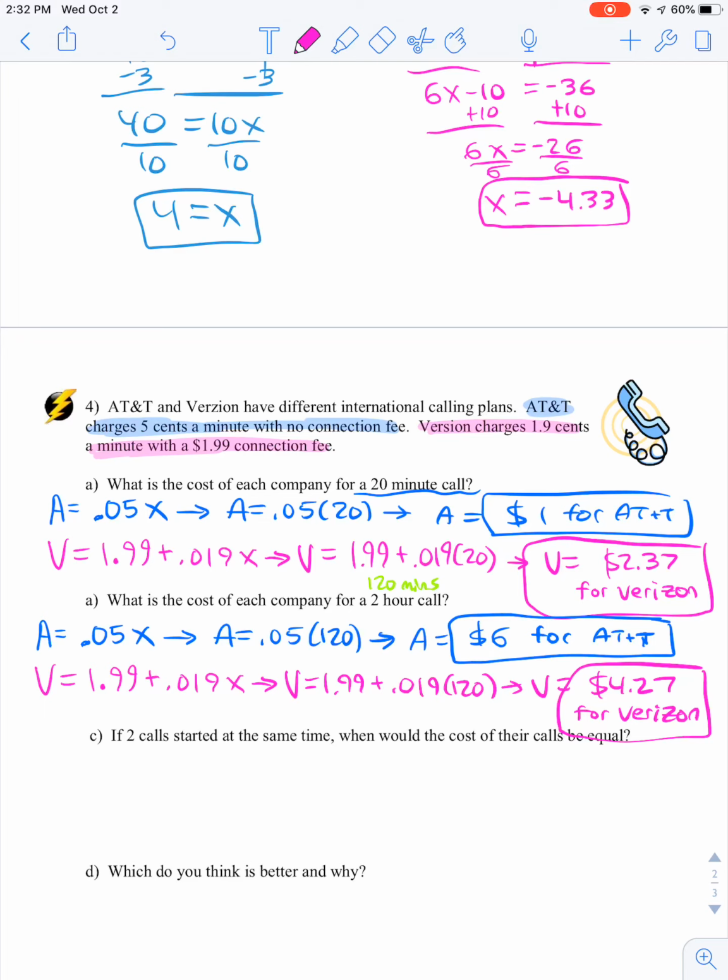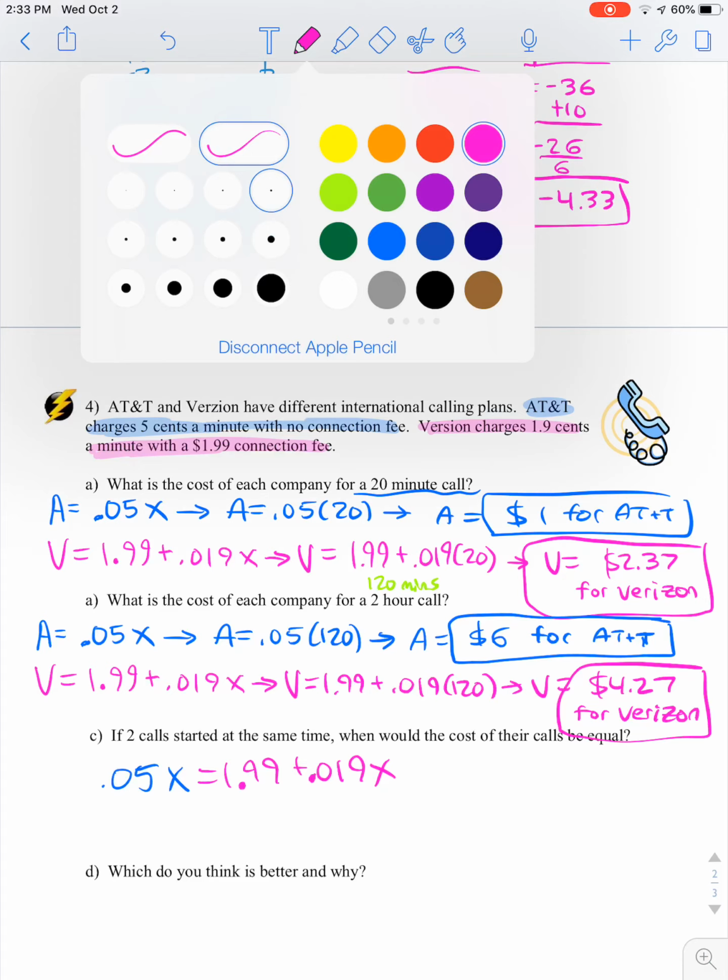Then they ask us, when are the two calls going to be equal? Like, how long would the two calls have to be for these to be equal to each other? What we're going to do is take that AT&T charge, which is 0.05x, and set it equal to the Verizon charge, which was 1.99 plus 0.019x. We're going to look at when these two call costs would be equal, and we're going to solve that.